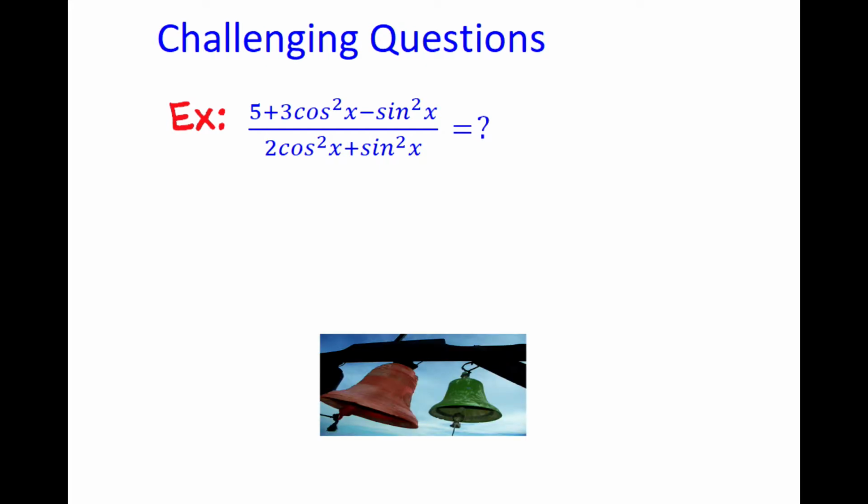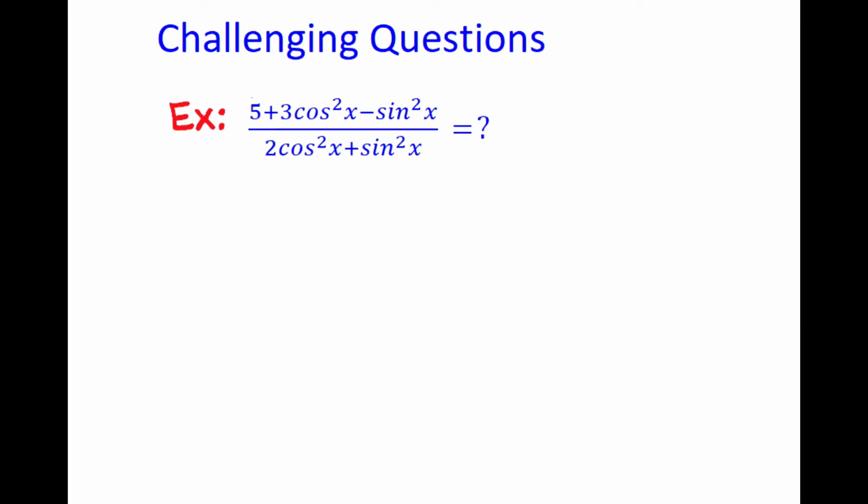Here we have our first question: (5 + 3 cos²x − sin²x) divided by (2 cos²x + sin²x), and that is equal to what? If you remember, there is an identity: sin²x + cos²x = 1. Here we're going to benefit from that identity.